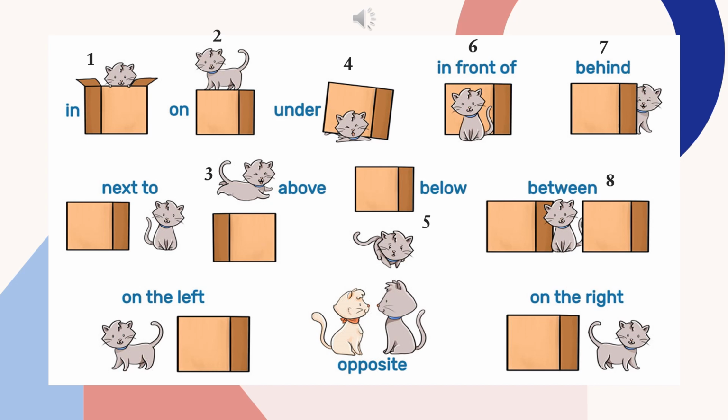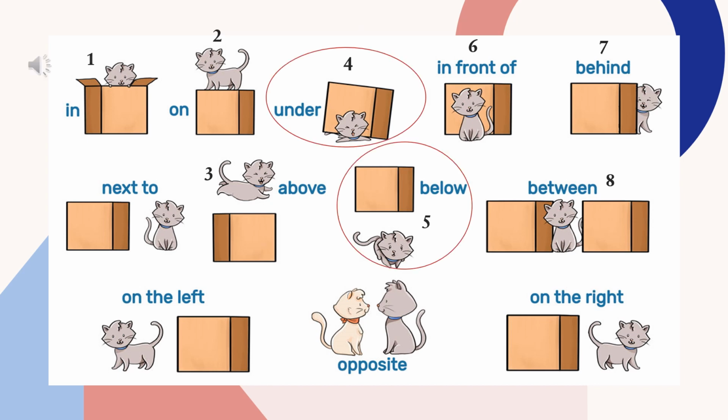Now, let's discuss all the prepositions together once. The first picture indicates in, as you can see, the cat is in the box. The second one indicates on, and you can see that the cat is in contact with the box. So the feet of the cat are touching the box. But when you move to the third picture, you can see that the cat is at a higher level than the box, but it is not touching the box. So here we use the preposition above.